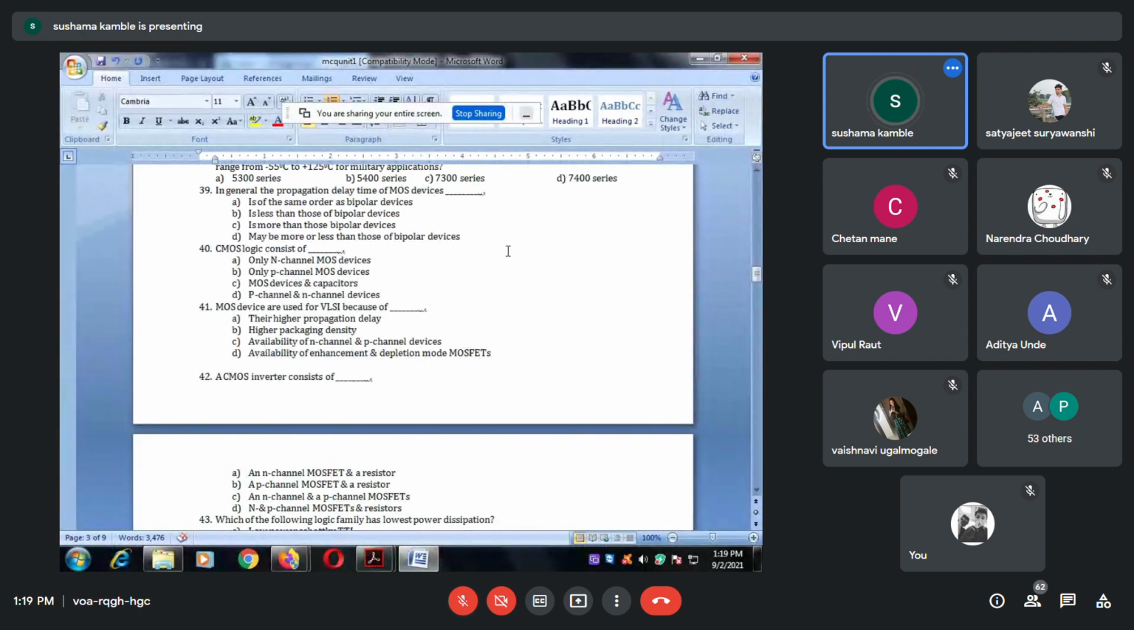In general, the propagation delay time of MOS devices is same, less, more, or maybe more or less than bipolar devices. What will be the answer? अभी देखा ना हमने. Less. प्रोपगेशन डिले लेस था या मोर था? Ma'am, 105 CMOS and 10 TTL. तो CMOS का ज्यादा था. Yes, ma'am. Higher. More. So option will be more than the bipolar.